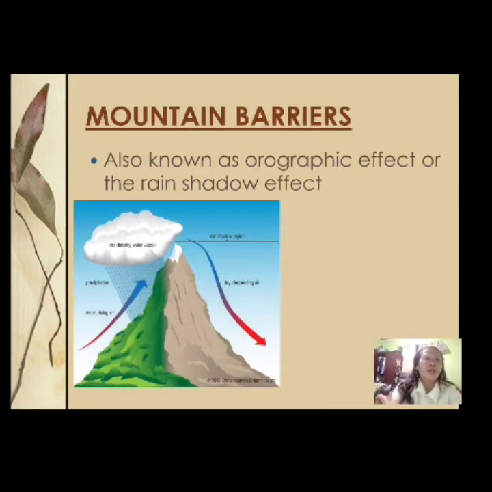Mountain barriers, also known as the orographic effect or the rain shadow effect. So what does it mean? It means that the topography of an area can greatly influence our climate. Mountain ranges are natural barriers to air movement. On the western slope of the Sierra Nevada, sinking air warms from compression, so the clouds evaporate and the conditions become dry.